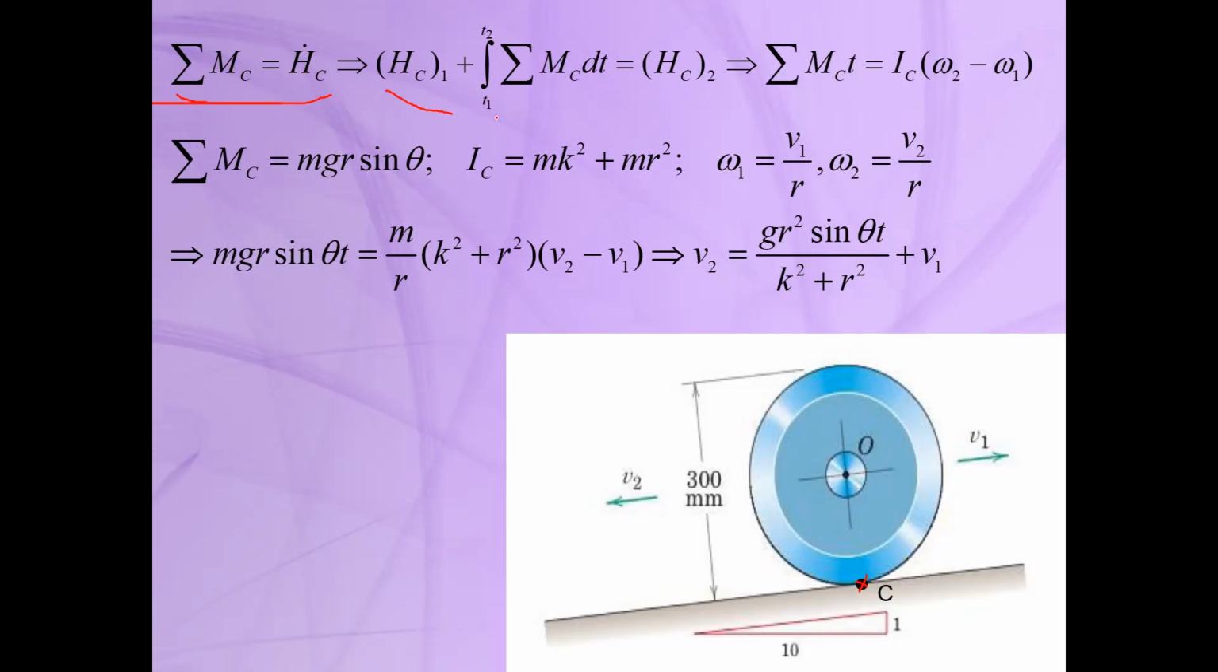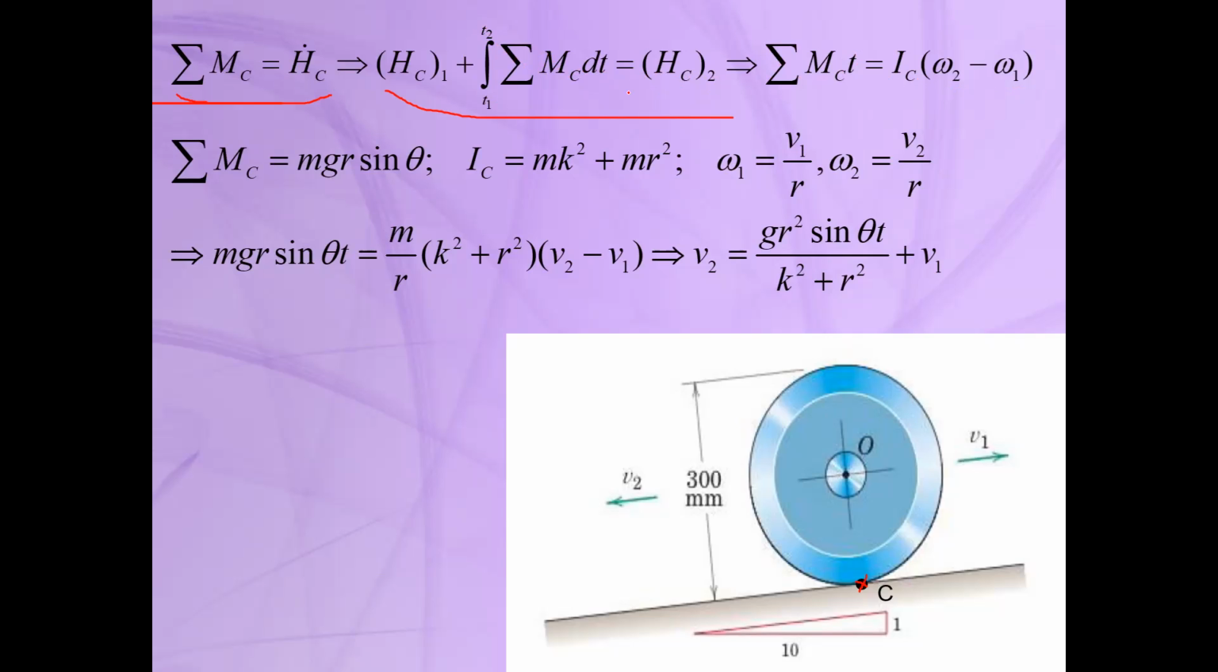In the integrated form, we will have this equation: HC1, the initial angular momentum about point C, plus the impulse during t1 to t2, where t1 is equal to 0 and t2 is equal to 6 seconds, is equal to the final angular momentum about point C. So the summation of the moment about point C is equal to IC times (omega 2 minus omega 1).